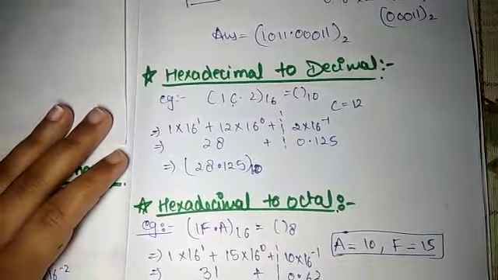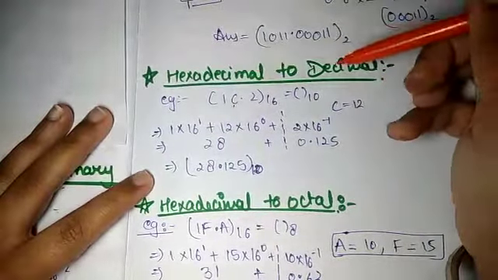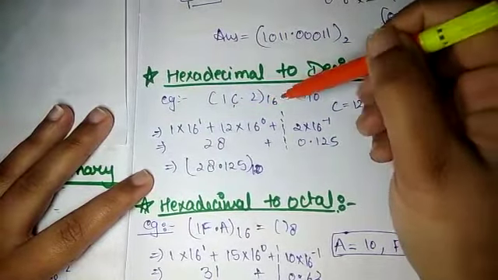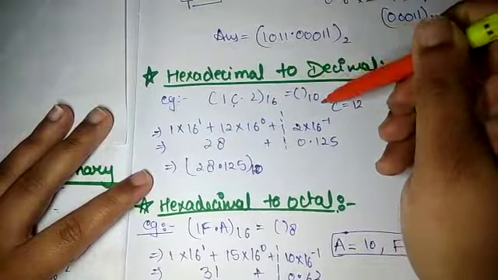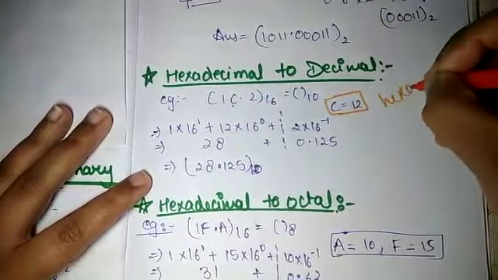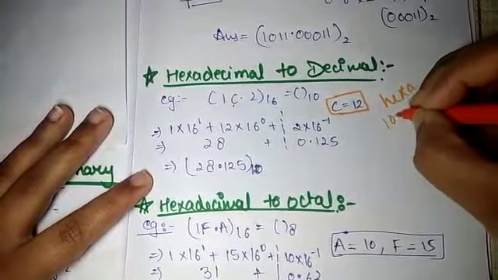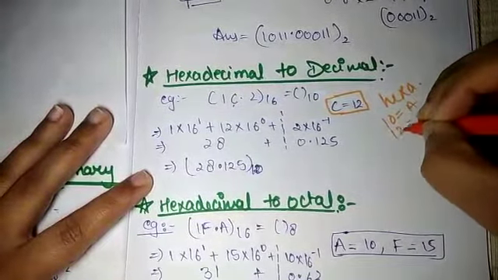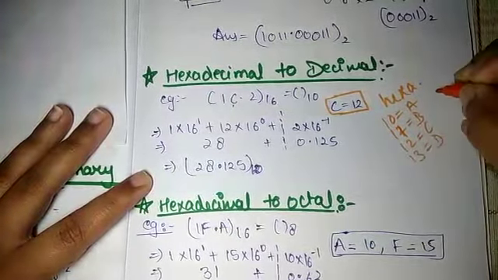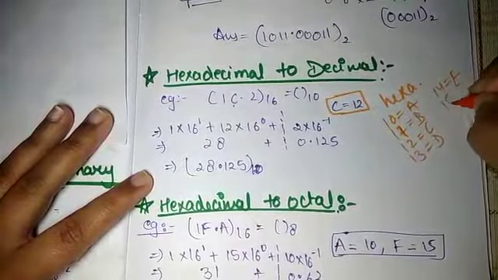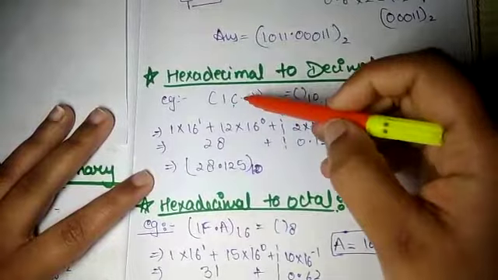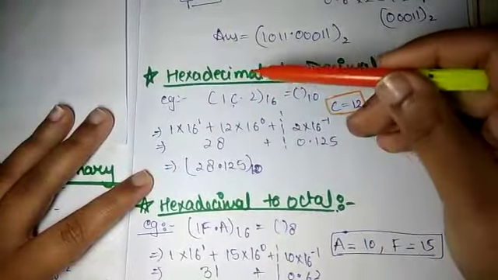So here is our question, that is hexadecimal to decimal: 1C.2 base 16, which will be equal to base 10. So C here means 12. In hexadecimal we have 10 for A, 11 for B, 12 for C, 13 for D, 14 for E, 15 for F. So C is 12.